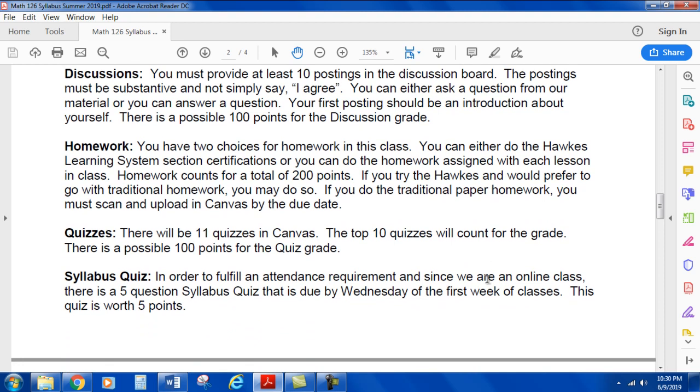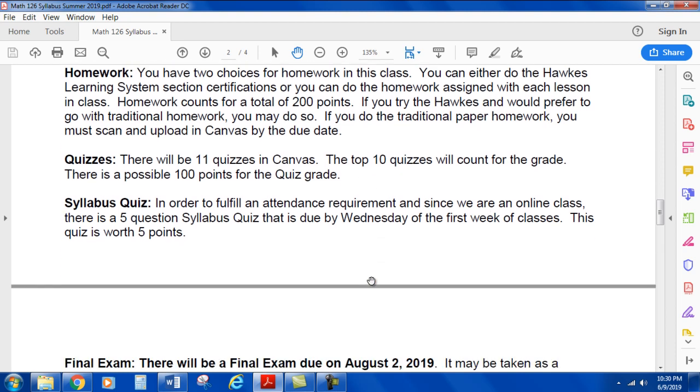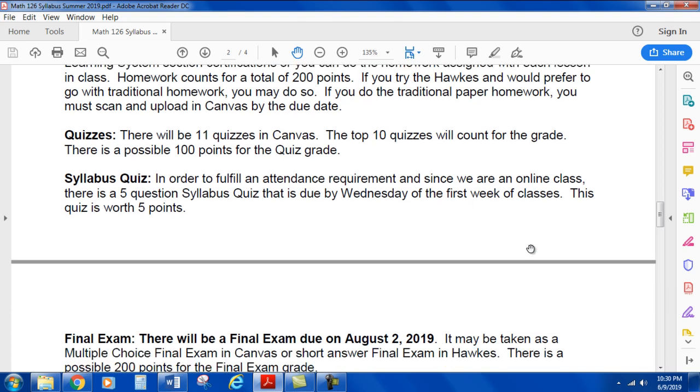Quizzes. There'll be 11 quizzes in Canvas. The top 10 quizzes will count for the grade. There's a possible 10 points for the quiz grade. Syllabus quiz. In order to fulfill an attendance requirement, and since we are an online class, there is a 5-question syllabus quiz that is due by Wednesday of the first week of classes. This quiz is worth 5 points.